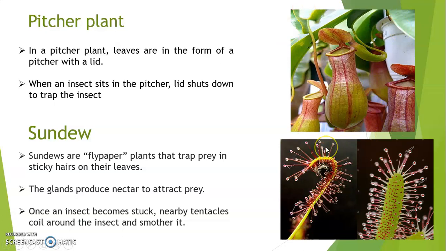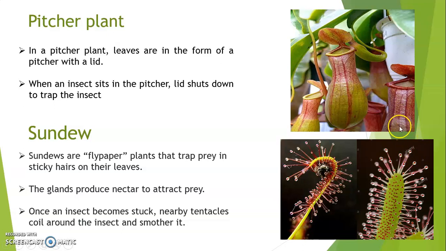So this is a pitcher plant. Then is the sundew. The sundews are the fly paper. This is the picture of the sundew. You can see it has hairs on the leaves, and the hair also contains some glands that are glistering. These tips of the hairs are glistering.